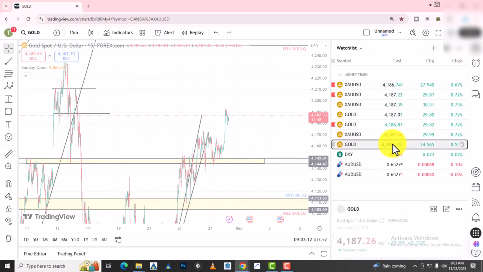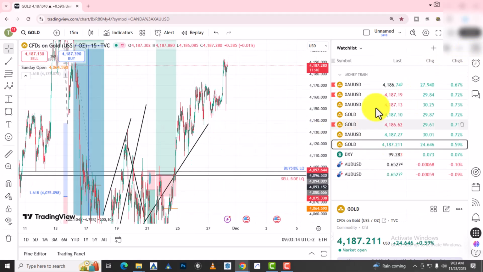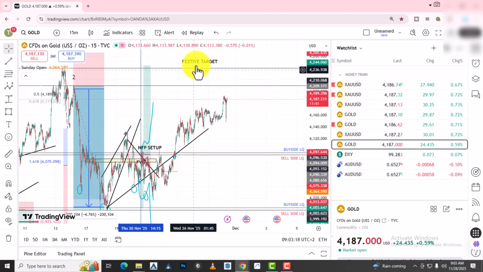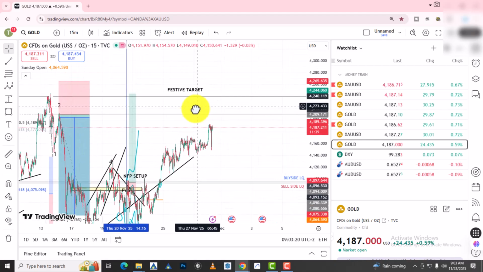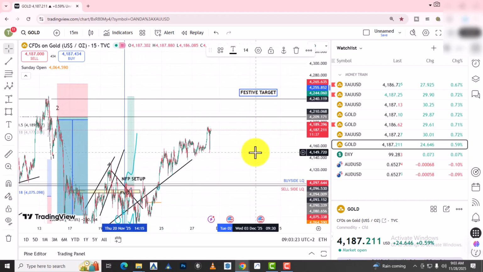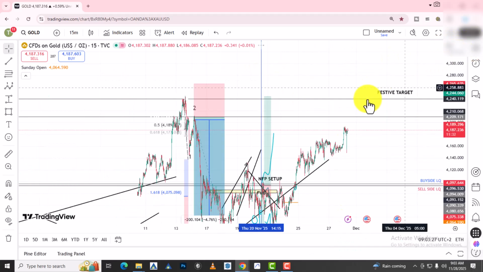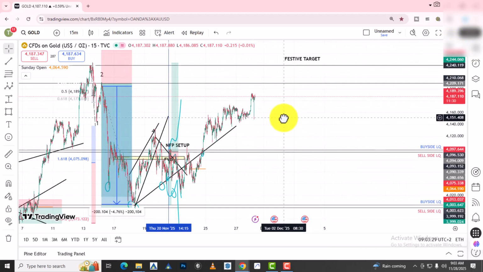Liquidity. So remember the NFP setup, the festive target. Yeah, I set this as a target. Then I'll be out of the charts and I'll be going to enjoy my holidays.